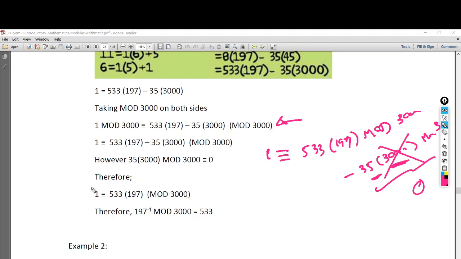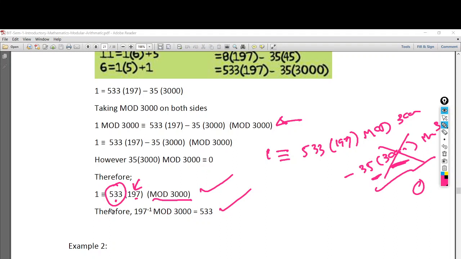Now we have 1 is congruent to 533 into 197 mod 3000. Right, now we are done. Why? What we wanted to find is the inverse of 197 in mod 3000. Now we know that when 197 is multiplied by 533, it is congruent to 1. So in that case, our inverse of 197 is going to be 533. So therefore now we found it.